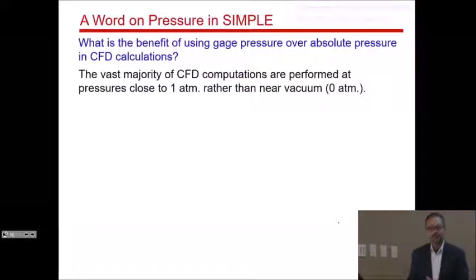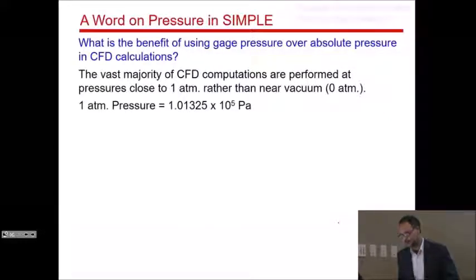We rarely compute close to vacuum. If you've gone down close to vacuum, that would be a very, very special scenario that you're looking at, because getting close to vacuum itself is very tough in practice. So vacuum is never our reference pressure. Most of the time, it's close to 1 atmosphere. Now, 1 atmosphere pressure is almost 10 to the power 5 Pascal. It's 101,325 Pascal, a large number.